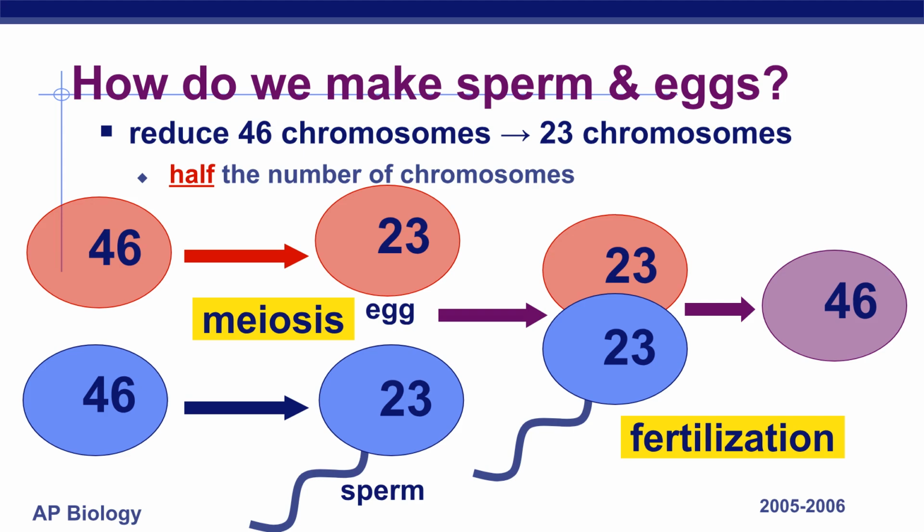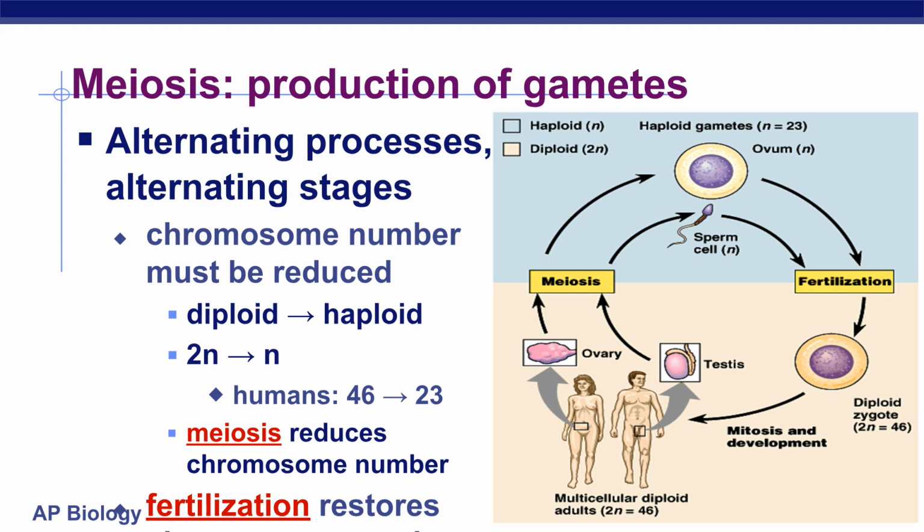We must reduce the 46 chromosomes to 23. This is achieved through meiosis, which halves the chromosome number, followed by fertilization, which restores the 46 chromosomes. Meiosis is the process for producing gametes. Sexual reproduction involves alternating processes in stages. The chromosome number must be reduced from diploid 2n to haploid n through meiosis. Fertilization then restores the chromosome number from haploid n back to diploid 2n.